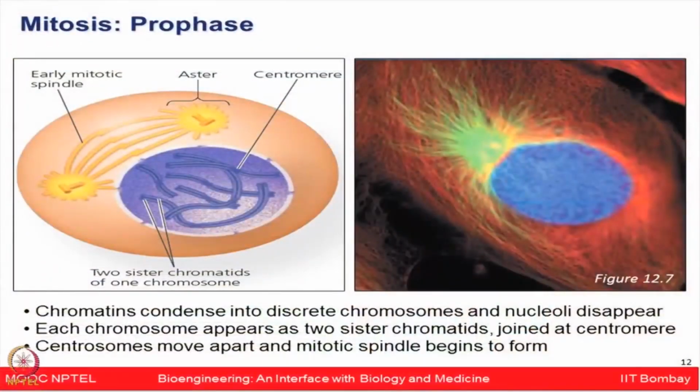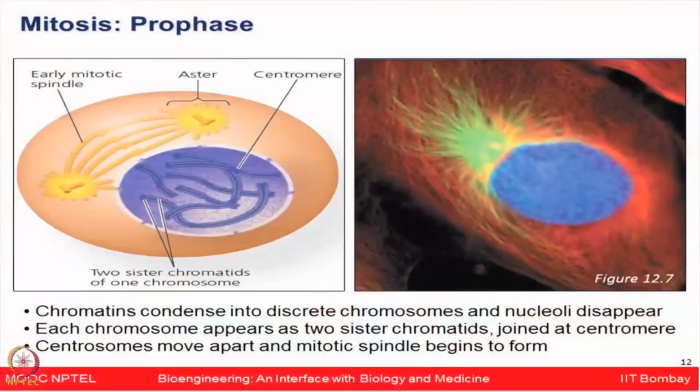So, first let us look at the nuclear content, which is getting condensed and forming the chromatin, right. That is what is shown in the blue color here. The sister chromatids are being formed and the condensed chromatin now forms discrete chromosomes, and during this process the nucleoli disappear from the cell. Each chromosome appears as 2 sister chromatids joined at the centromere. At the same time the centrosomes move apart and the mitotic spindle starts to form.